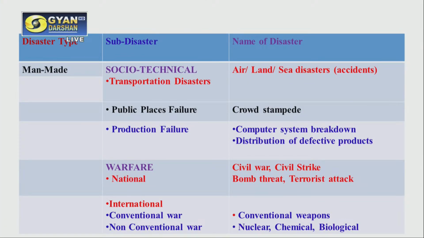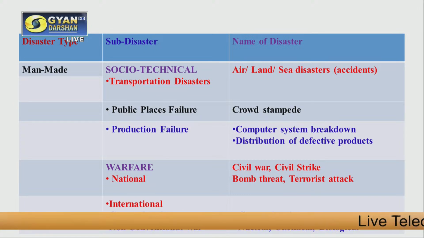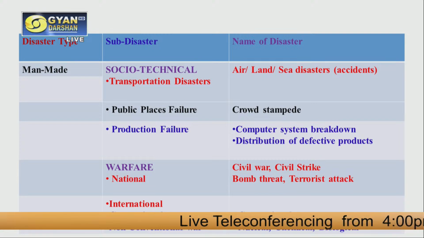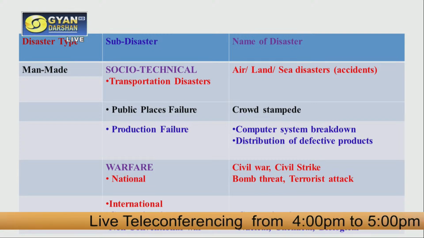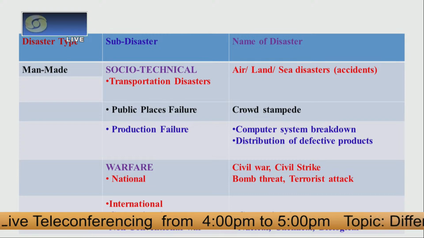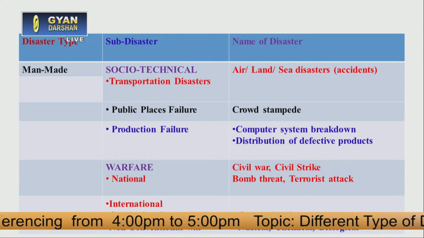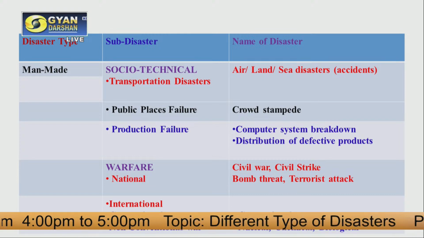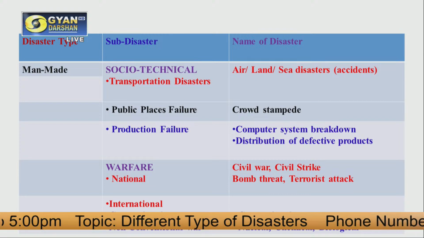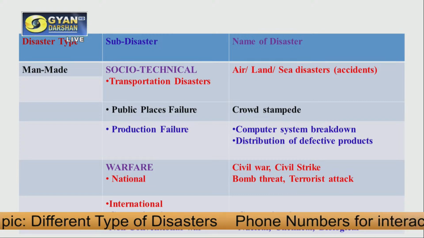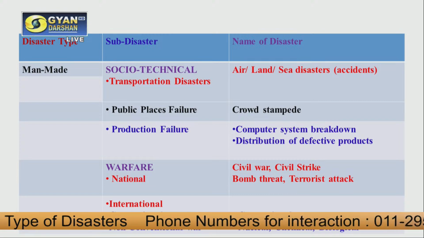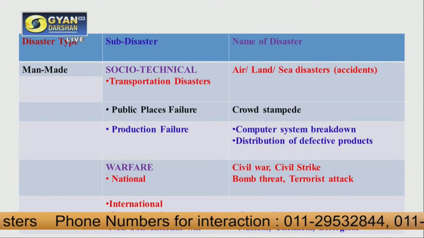Then another important man-made disaster is warfare. These warfare may be at two different levels, national level and international level. In national level, there may be civil war between different communities. There may be civil strike due to which the life will hamper. Activities of daily life may hamper.